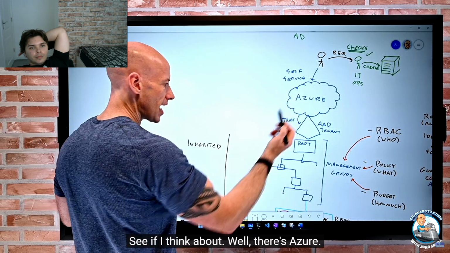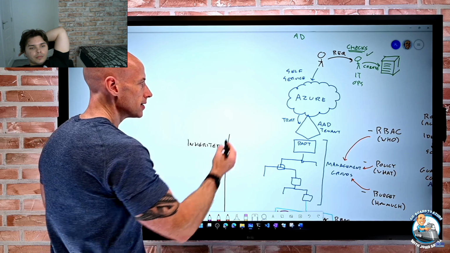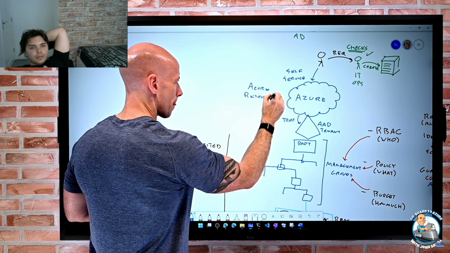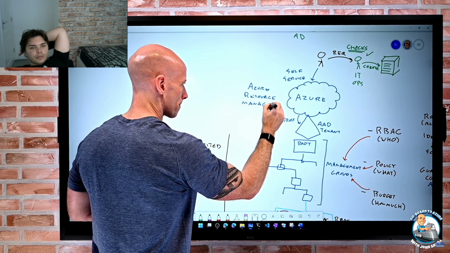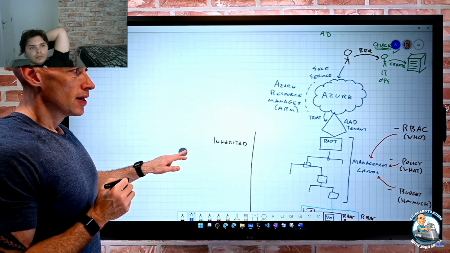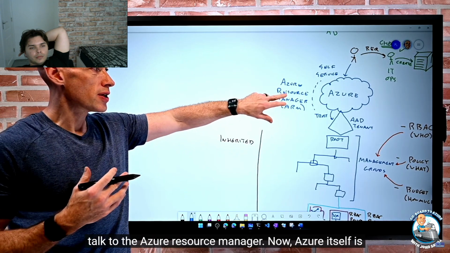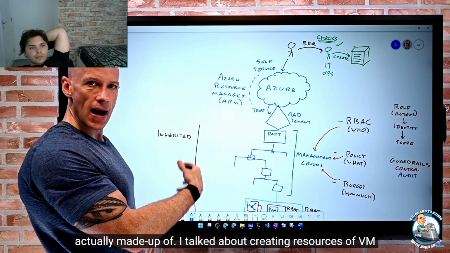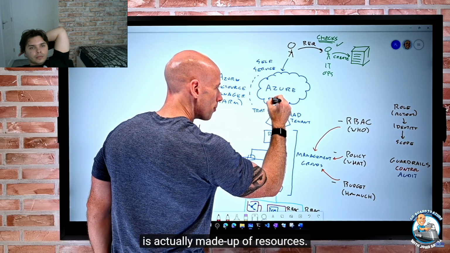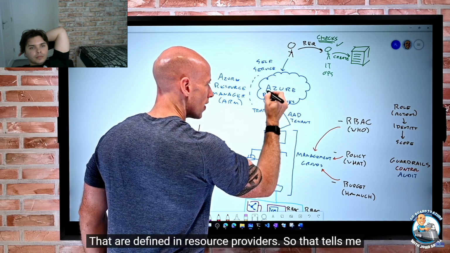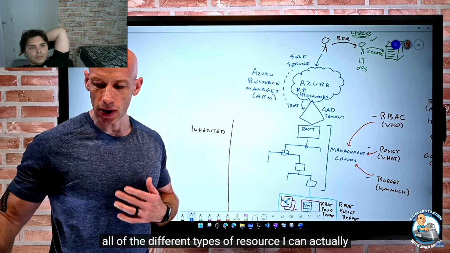So if I think about it, there's Azure. There's actually a thing called the Azure Resource Manager, ARM. This is how I talk to Azure. So no matter what I'm doing, I'm actually going to talk to the Azure Resource Manager. Now, Azure itself is made up of resources, I talked about creating a VM, a network interface card, all those things. So Azure is actually made up of resources that are defined in resource providers. That tells me all of the different types of resource I can actually create.